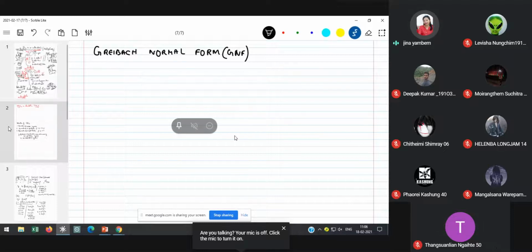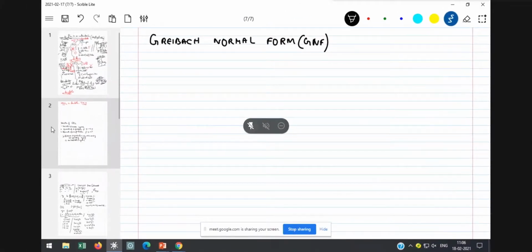To a normal form in order to design a push-down automata for a given context-free grammar. Okay. So last time, I mentioned that there are two types of normal form: CNF and Greibach normal form, which in short is written as GNF. So today our class will be discussing this GNF.